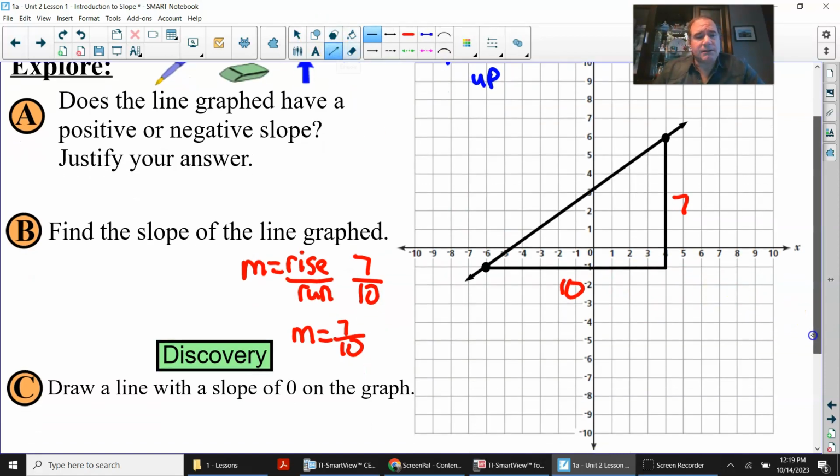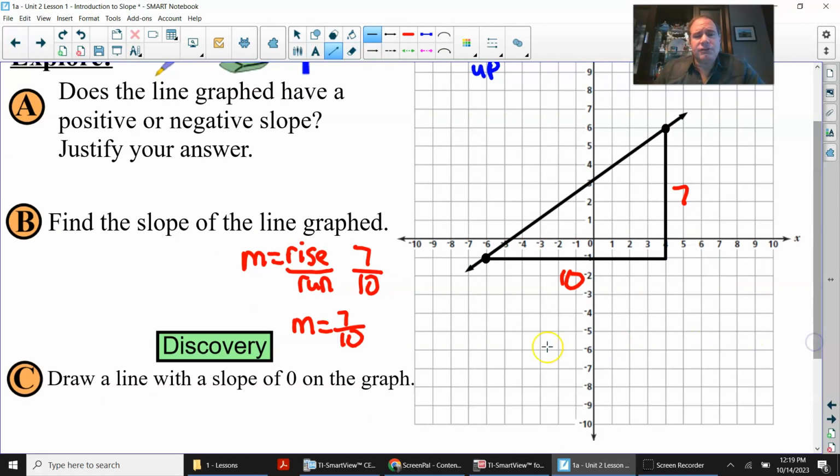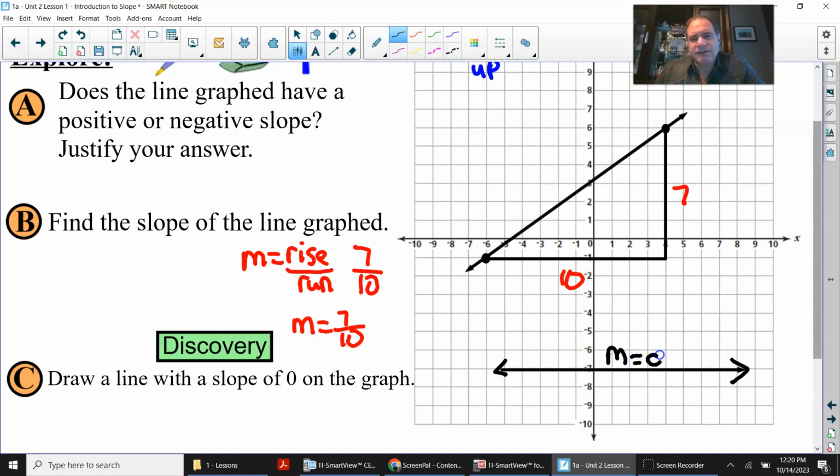And that's it. So, draw a line with a slope of 0. I'm going to draw a horizontal line. I'll do that over again. There is my horizontal line. I'm going to put another arrow on the other side. Just make sure that you know that they're arrows. And then put m equals 0. A horizontal line has a slope of 0.